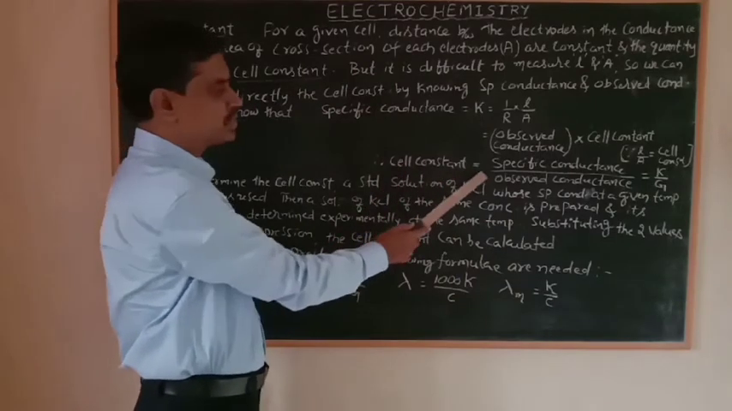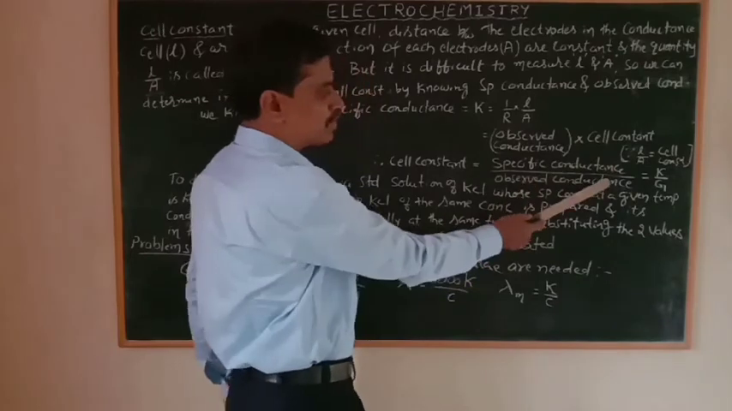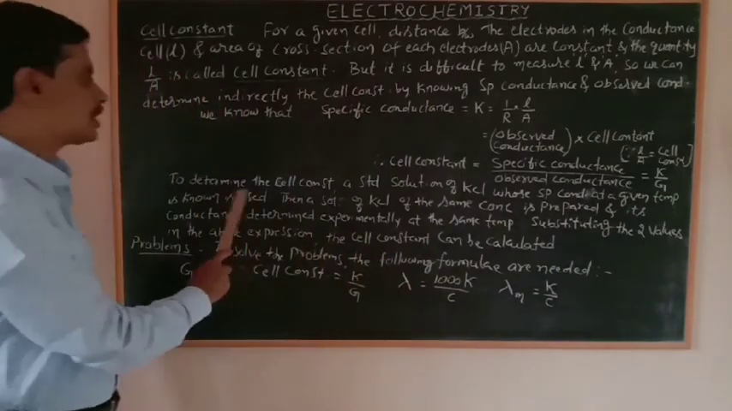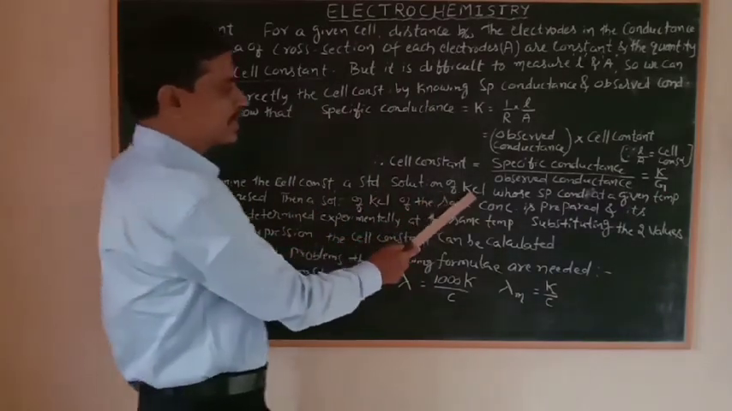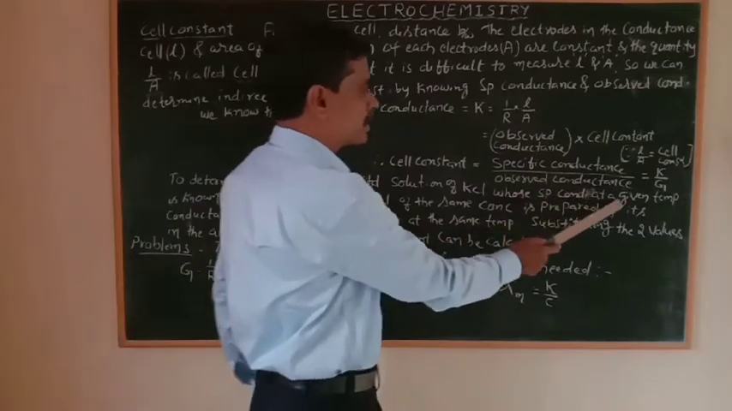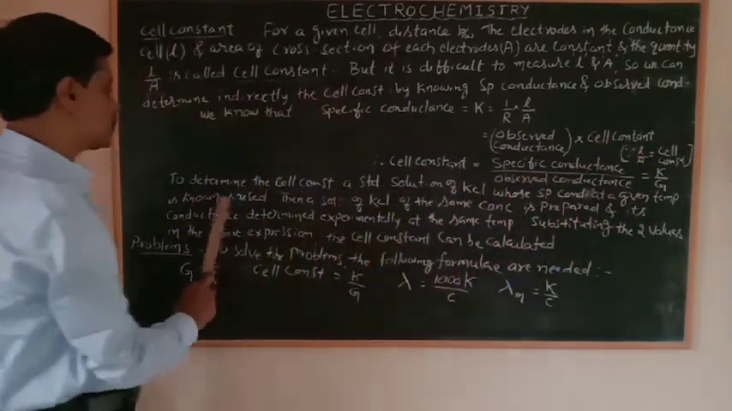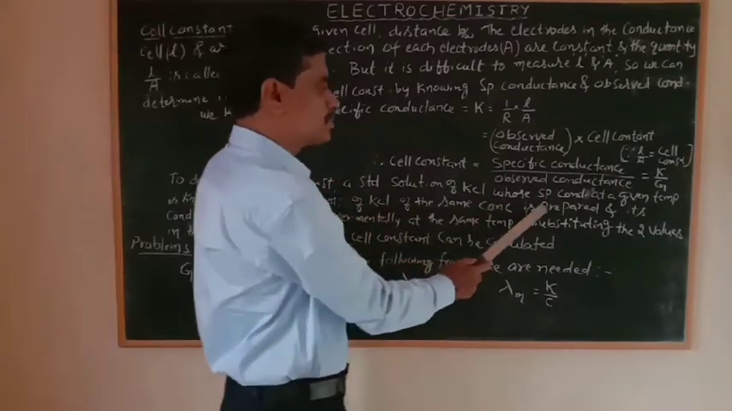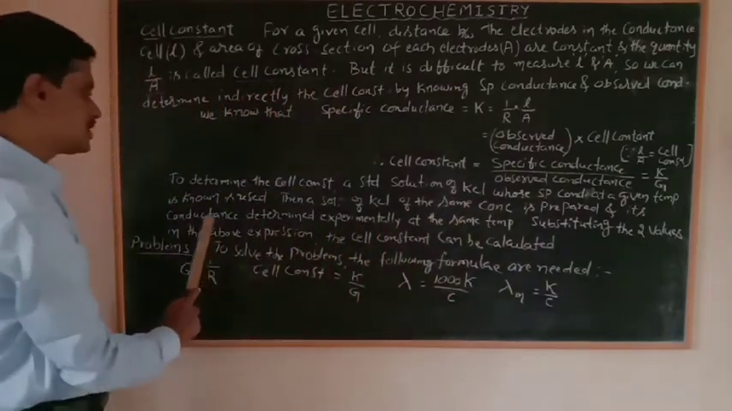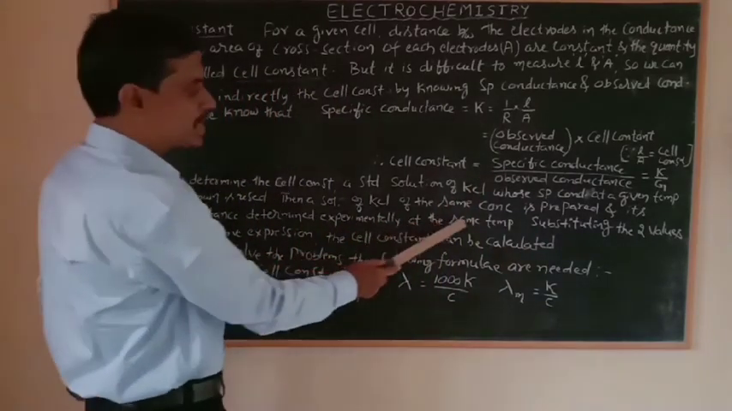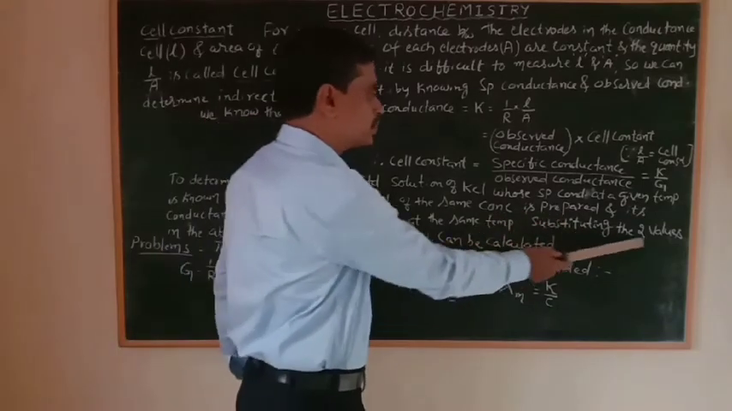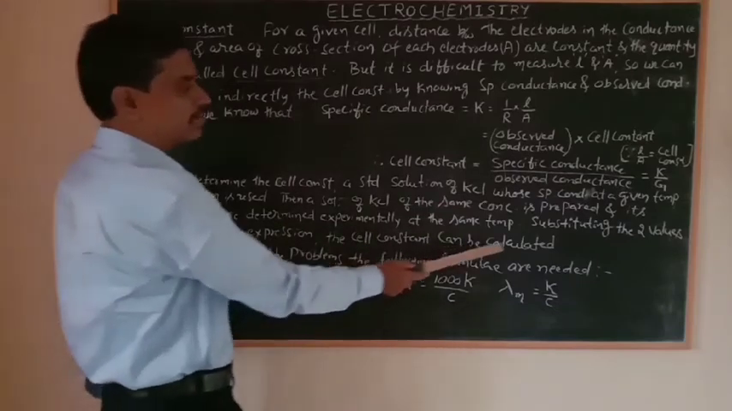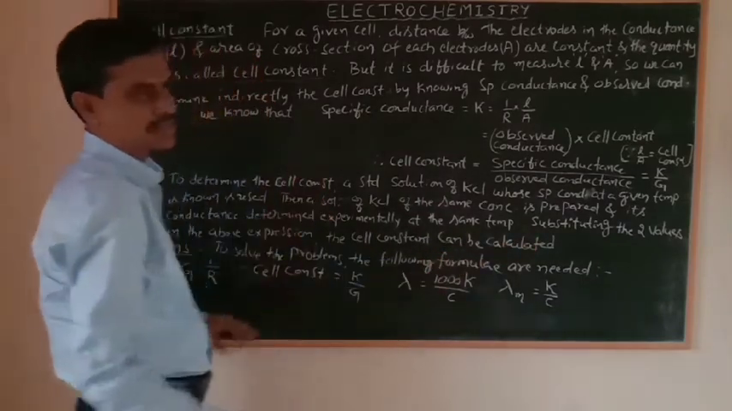Therefore the cell constant is equal to specific conductance by observed conductance, that is, cell constant is equal to kappa by G. To determine the cell constant, a standard solution of KCl, potassium chloride, whose specific conductance at a given temperature is known, is used. Then a solution of KCl of the same concentration is prepared and its conductance determined experimentally at the same temperature. Substituting the two values in the above expression, the cell constant can be calculated. So this is about the cell constant.